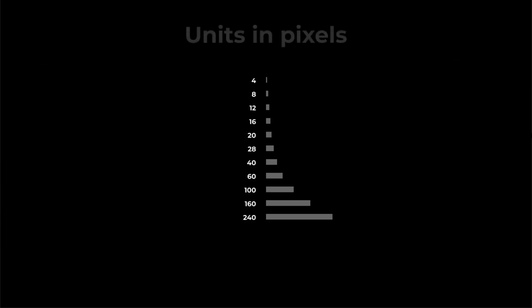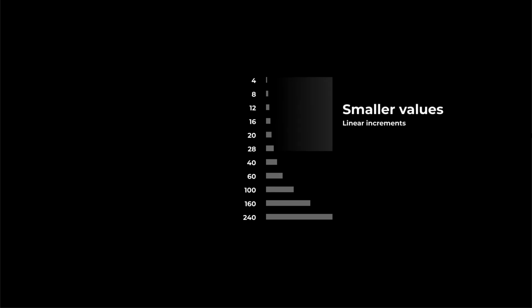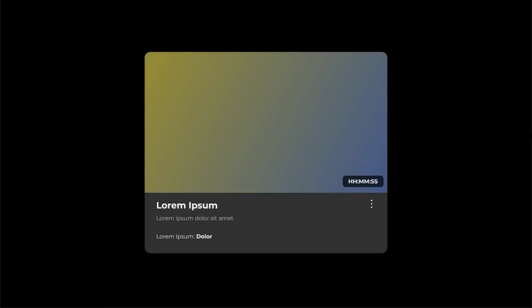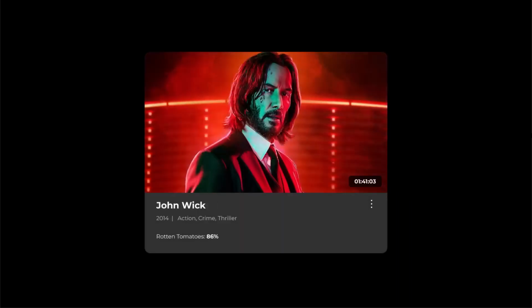You can use this list to get started, or create your own system. Just have the values that are divisible by 4. Now, spacing totally depends on the context. It's a very bad idea to design with lorem ipsum or vague data, because a spacing that is perfect for this card can be a disaster for this one.